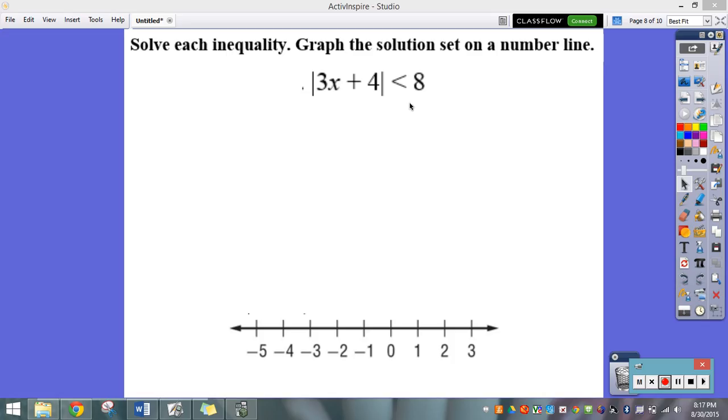When you throw in an inequality, you have to think about the fact that there are two sets of numbers that are less than 8 units away from zero: the numbers between 0 and 8, but also the numbers between 0 and negative 8. So when we solve these algebraically, we rewrite our inequality as a compound inequality that reflects the fact that any number between negative 8 and 8 would be less than 8 units from zero on the number line.